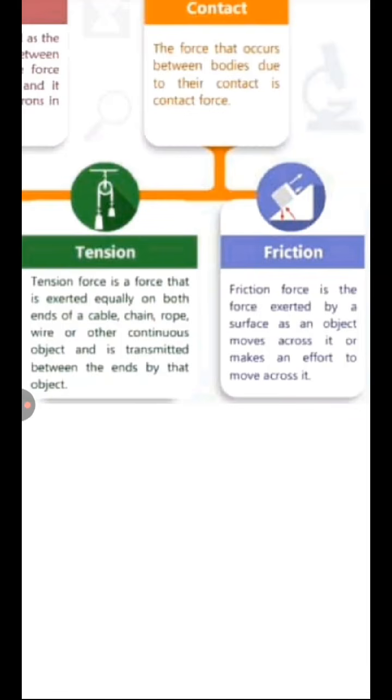The last one is friction force. It is the force exerted by a surface as an object moves across it, or makes an effort to move across it.